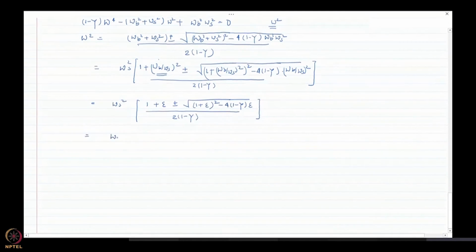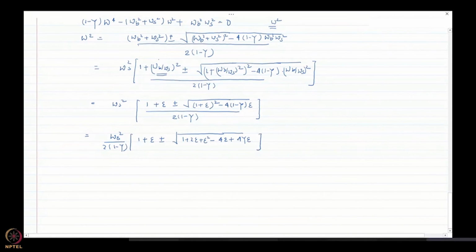Okay, so I will keep writing this as, let me take this outside, 2 times 1 minus gamma, and inside I will be left with 1 plus epsilon, and if I expand this it would be 1 plus 2 zeta plus zeta square, and this would be 4, sorry, I keep calling epsilon as zeta, this is epsilon, 4 epsilon plus 4 gamma epsilon. Okay.